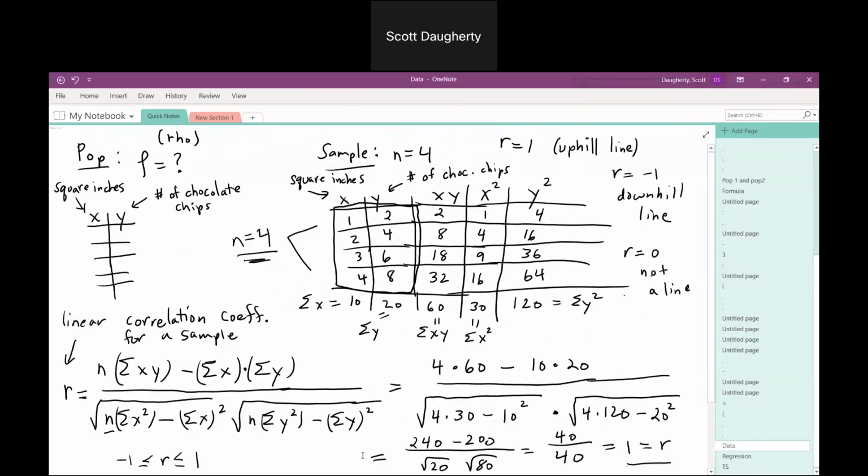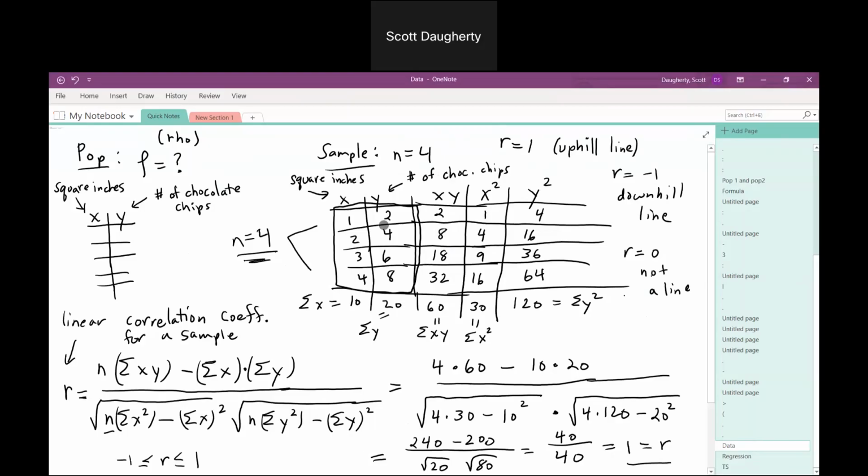And so this section is about, okay, now that we know that we can model this bivariate data with a line, we're going to try to figure out what that line is so we can make predictions about other x values that we may run into in the future. So what about a 1.5 square inch cookie? How many chocolate chips would we expect to be in that size of cookie?